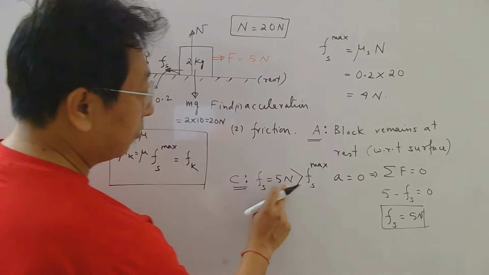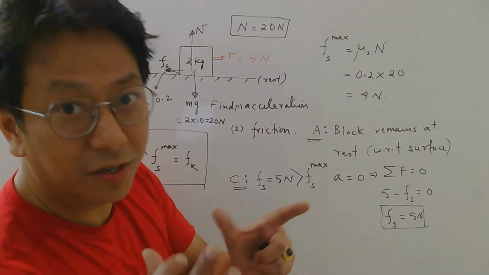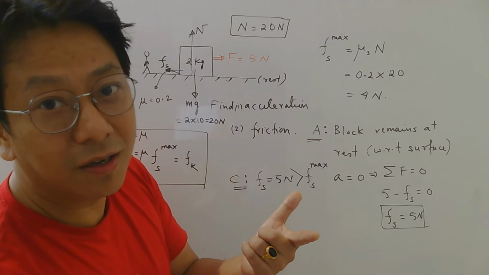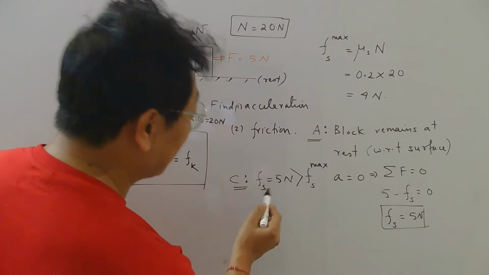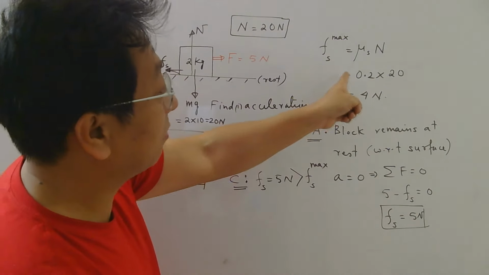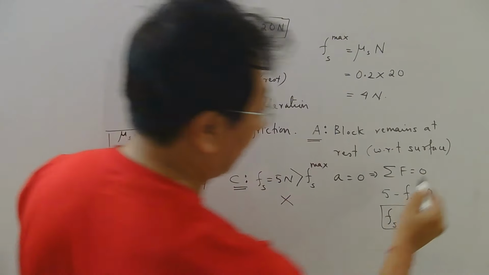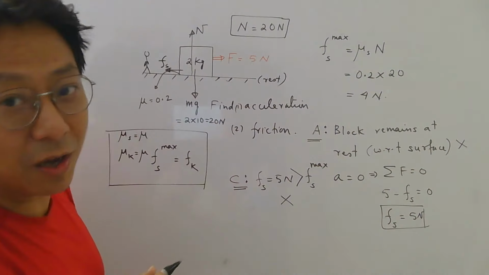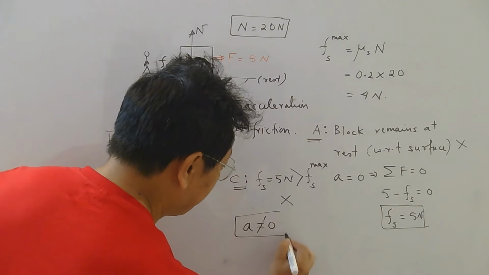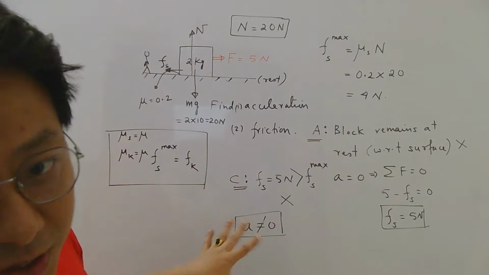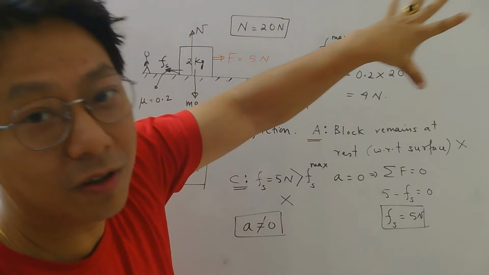How can something be more than the maximum value? How can your marks be more than 100? If 100 is the maximum marks, you can't get more than 100 marks, isn't it? So static friction cannot be 5 Newton because the maximum value itself is 4 Newton. So this is not possible. So our assumption is wrong. Since our assumption is wrong, acceleration is not 0. So since acceleration is not 0, now we are 100% sure the block is slipping on the surface.